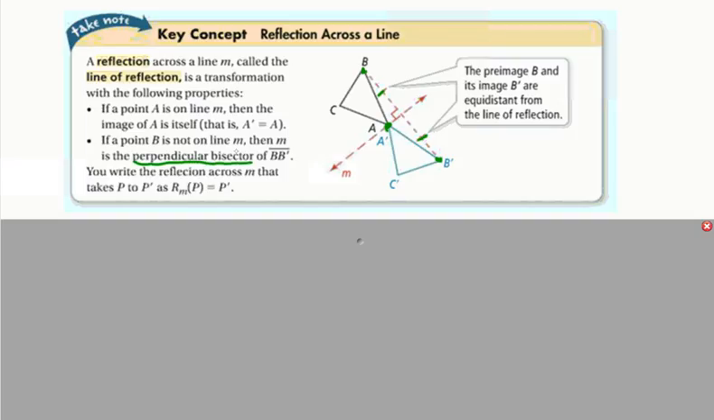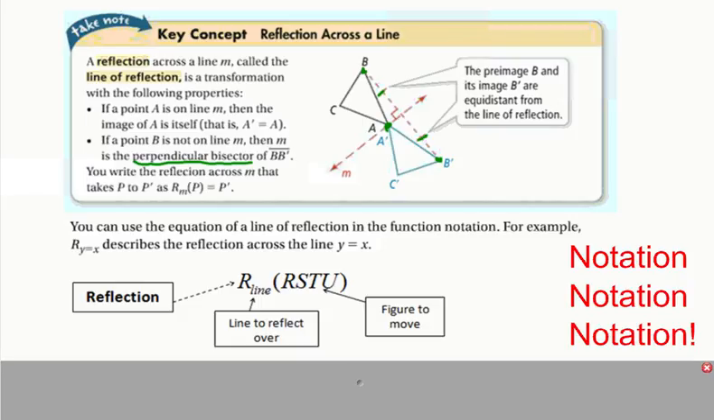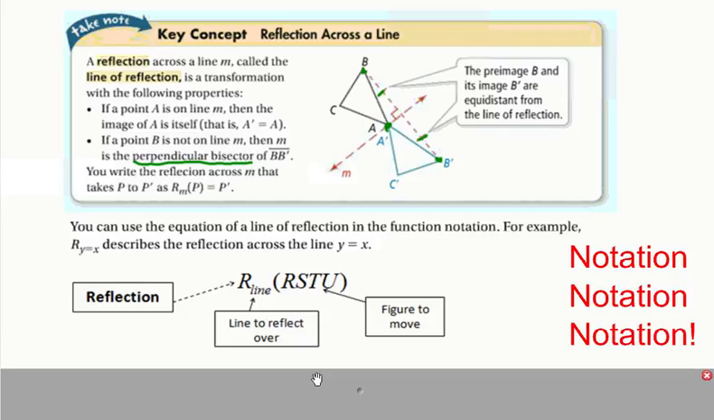All right? There's a couple different ways to write reflection. But again, we're going to use the capital R for reflection, with the sub M, because that's the line, and then in the parentheses is going to be whatever we're reflecting, which in this case is P, let's say. So this is triangle P, and it would end up being P prime.